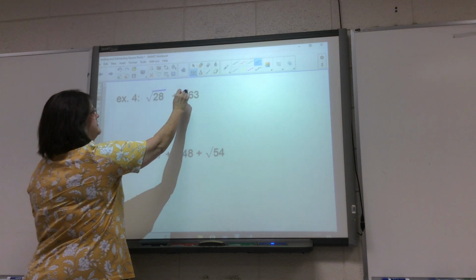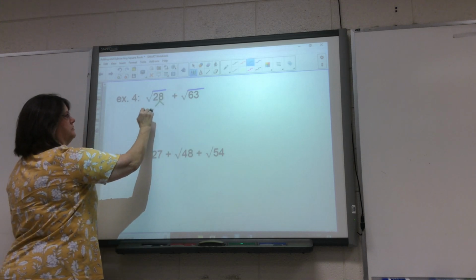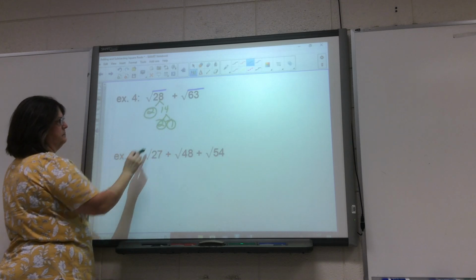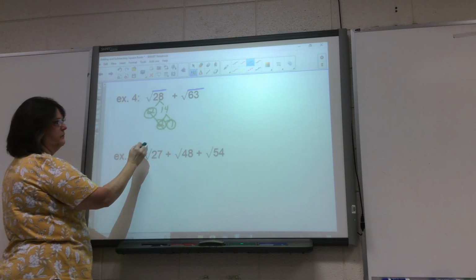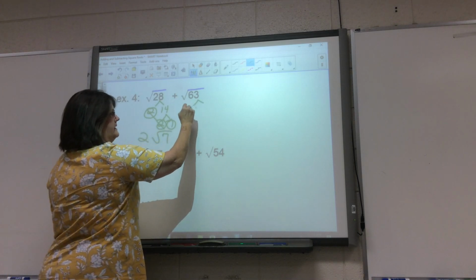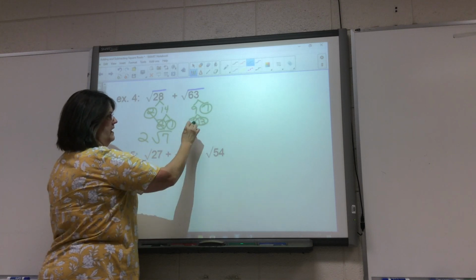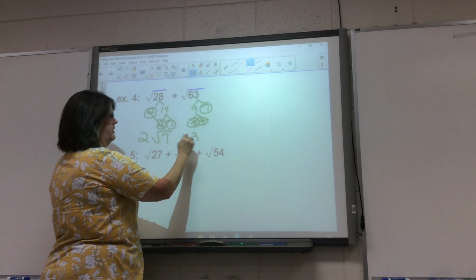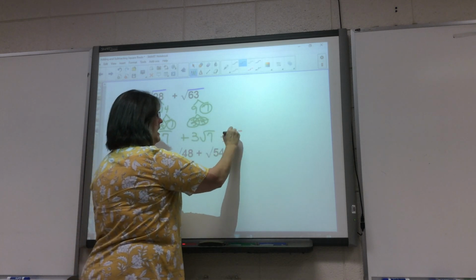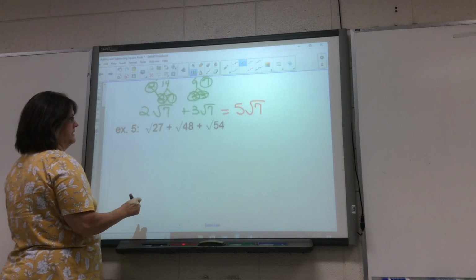All right, I have to do the same thing here. I have to simplify 2 times 14, 2 times 7. So this simplifies to be, because it takes 2 to bring 1 out, 2 on the square root of 7. This is 9 times 7. This simplifies to be 3 square roots of 7. And 2 square roots of 7 plus 3 square roots of 7 is 5 square roots of 7. And that's my answer.